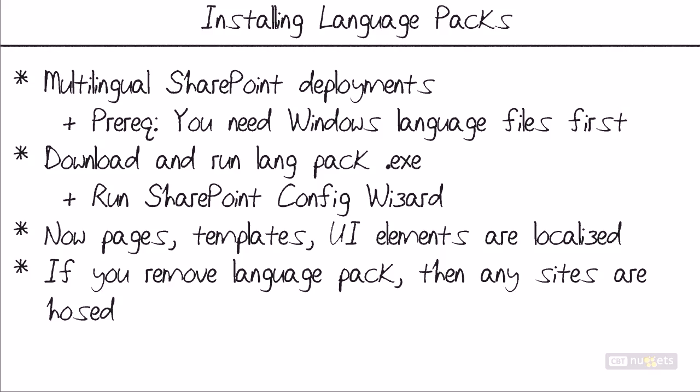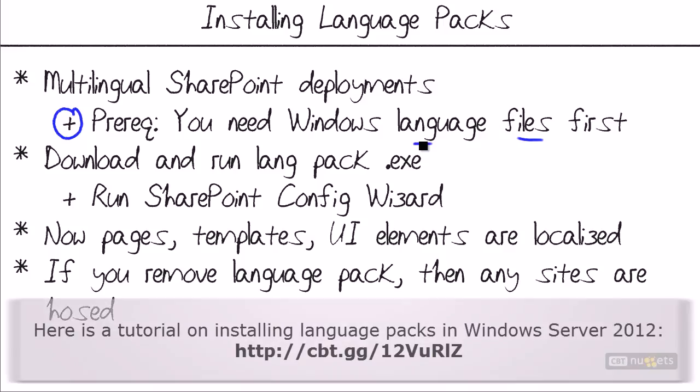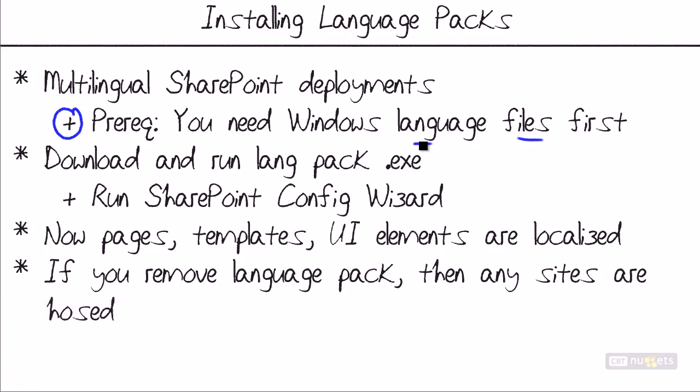Final whiteboard of this nugget, installing language packs. This is a special case scenario. Let's say you're in a multinational organization and you need a multilingual SharePoint deployment. First, you need to have the underlying Windows language files installed first. Now, as it happens, nowadays, Windows gives the most common world languages right off the bat, and you can go into the control panel to change the underlying language in Windows there. Otherwise, you'll need to download the Windows languages separately.